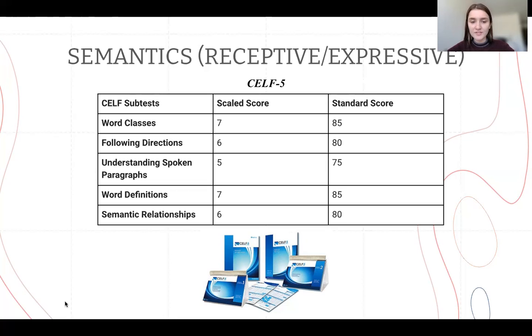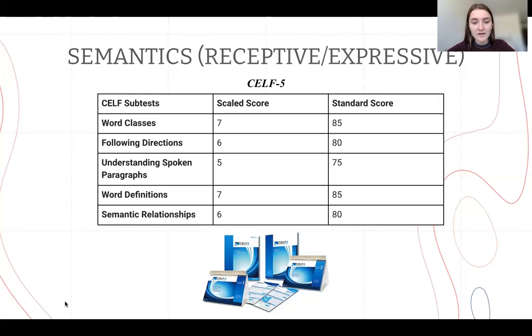The word definition subtest analyzes his description skills and his ability to describe the meaning of given words. The client received a scaled score of 7 and a standard score of 85, which are considered low average as they fall within 2 standard deviations below the mean.